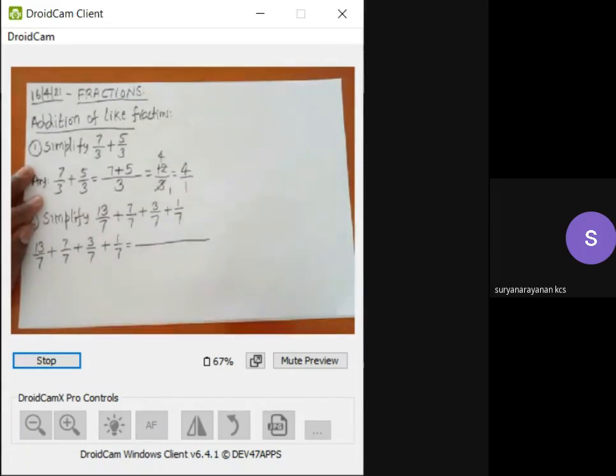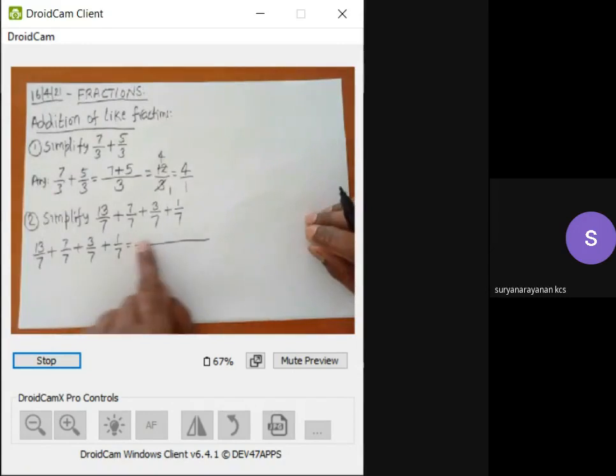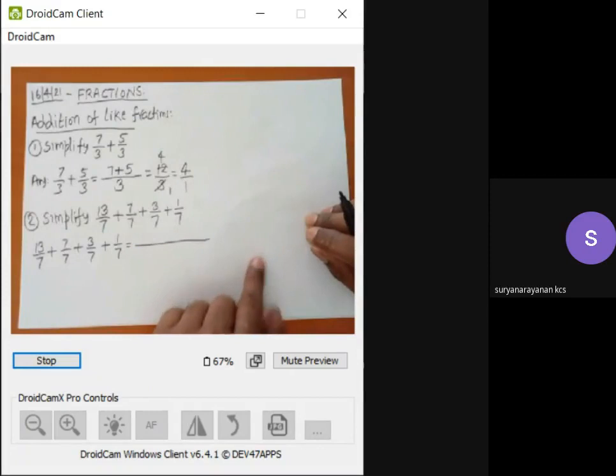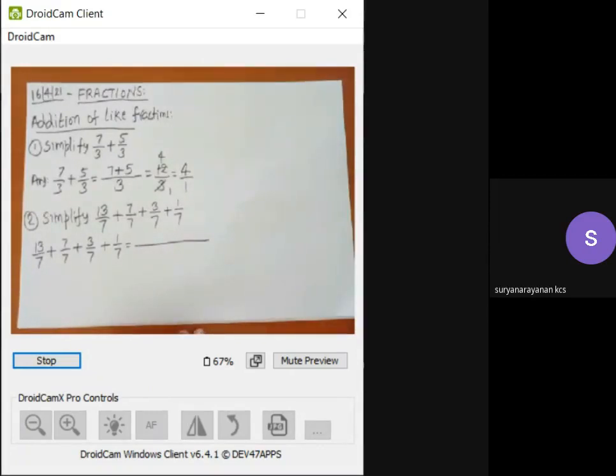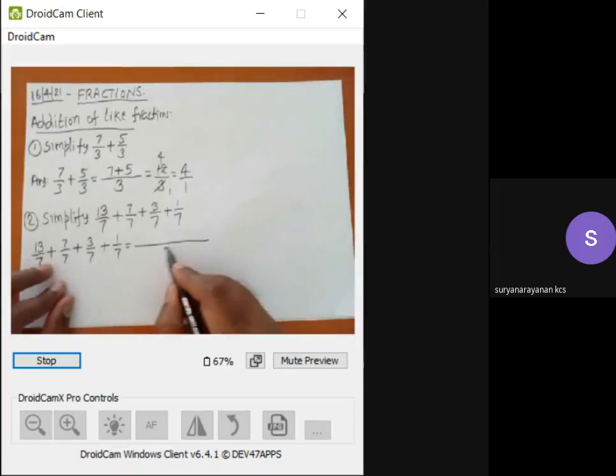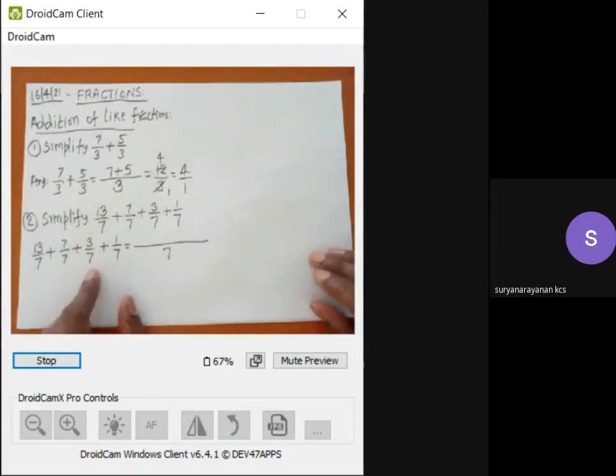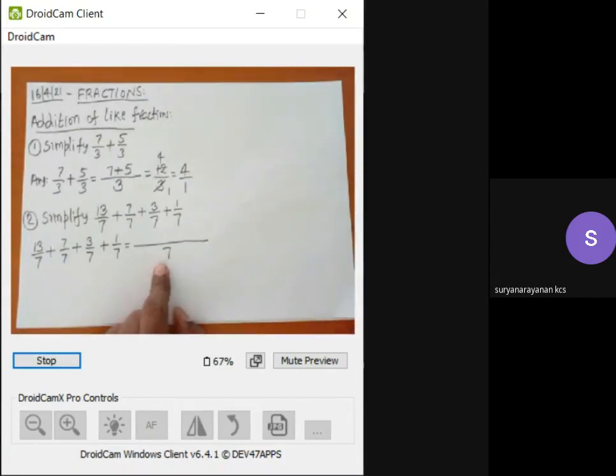What is the first step? First we have to draw this line. Okay. In the denominator, what should we write here? Janesh, tell me. Can you tell me? What should we write here in the denominator, Janesh? 7. Very good. 7. In all these denominators, 7 is the same denominator. So in the denominator part, we write 7. Now come to the numerator.